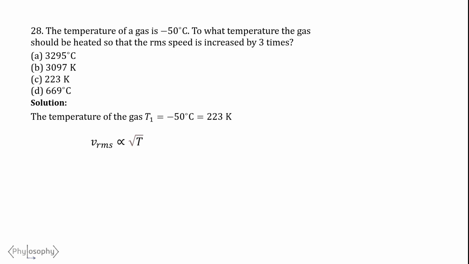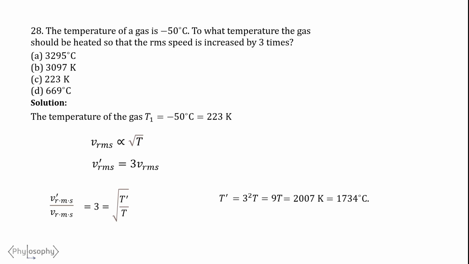Again, we know that the RMS speed is directly proportional to the square root of the temperature, that is Vrms is proportional to square root of T. Now we need to find the temperature at which the RMS speed will increase to 3 times its initial value. So Vrms prime is equal to 3 times Vrms. Now from the above relation we can write Vrms prime by Vrms equal to 3, which is equal to square root of T prime by T. So T prime is equal to 9 times T. Therefore T prime will be 1734 degrees Celsius.